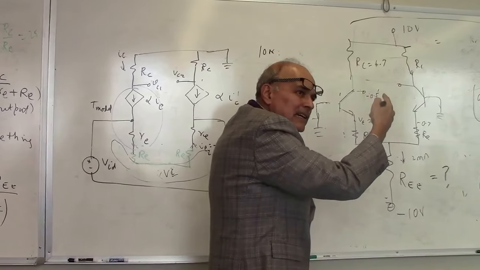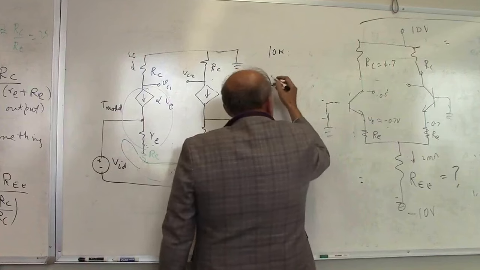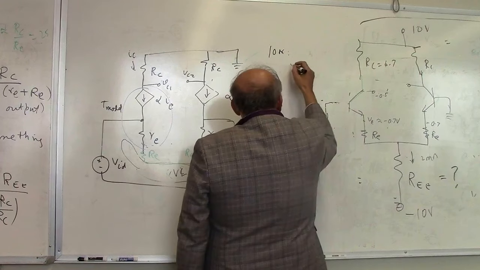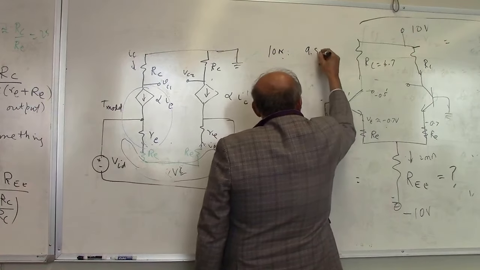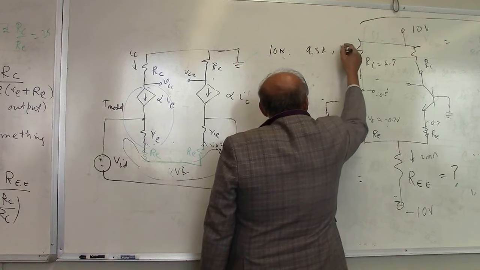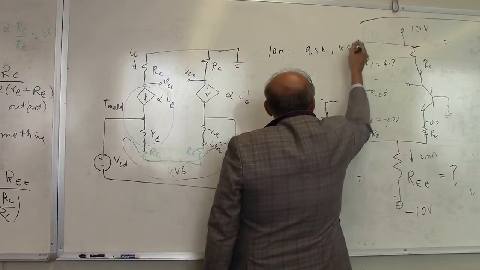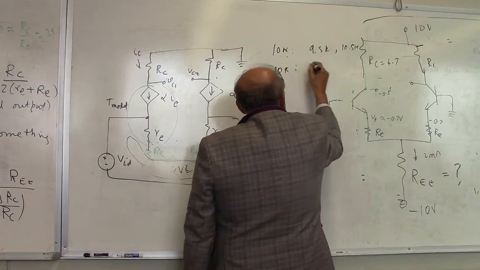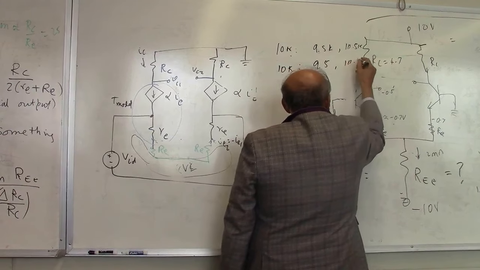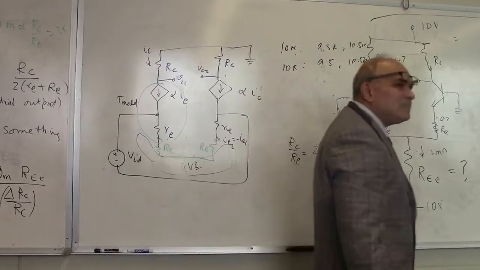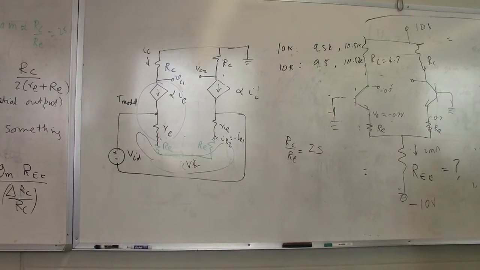Half K? Yes, I think so. 500 ohms, 0.5K. So 10K means that it can be anywhere from 9.5K to 10.5K. And the other 10K resistor can be anywhere from 9.5K to 10.5K. It's our pick of the draw, because that's all that we have guaranteed.